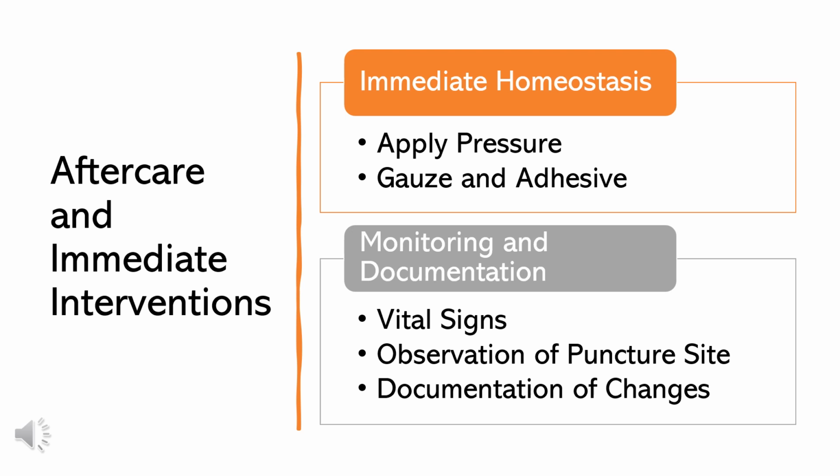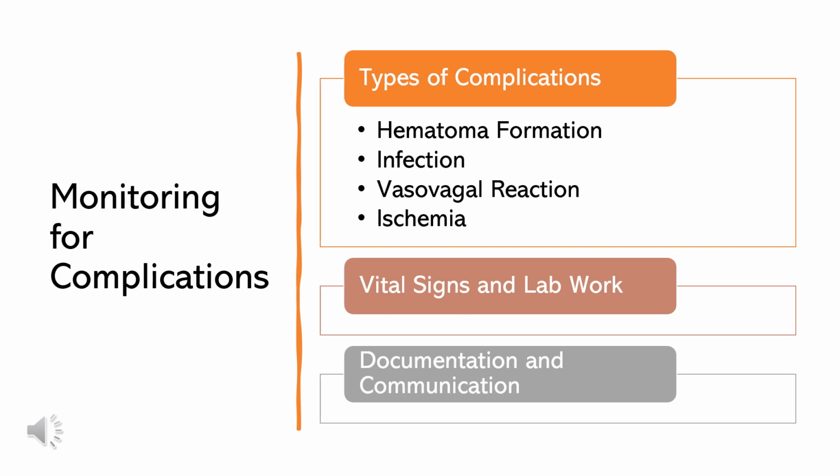Double check the labeling of the sample to ensure it's accurate and ready for transport to the lab. Although you didn't draw the ABG, you may be responsible for its transport. If immediate analysis is not possible, confirm that the sample is properly stored, typically in an ice slurry, to maintain its integrity. Monitoring for complications is a vital part of your post procedure responsibilities.